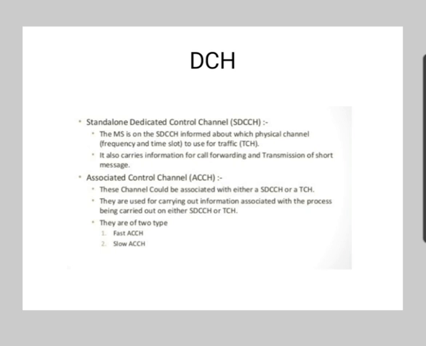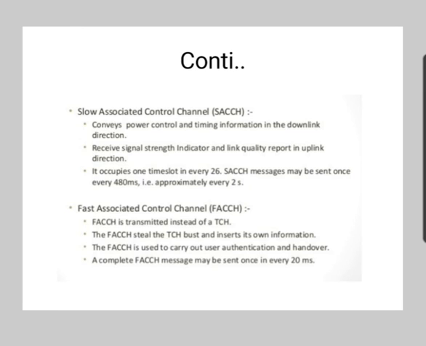Then next is associated control. So there are two types, fast and slow associated. The channel could be associated with either SDCCH or TCH. They are used for carrying information associated with the process being carried out on either SDCCH or TCH. So there are two types, fast and slow.